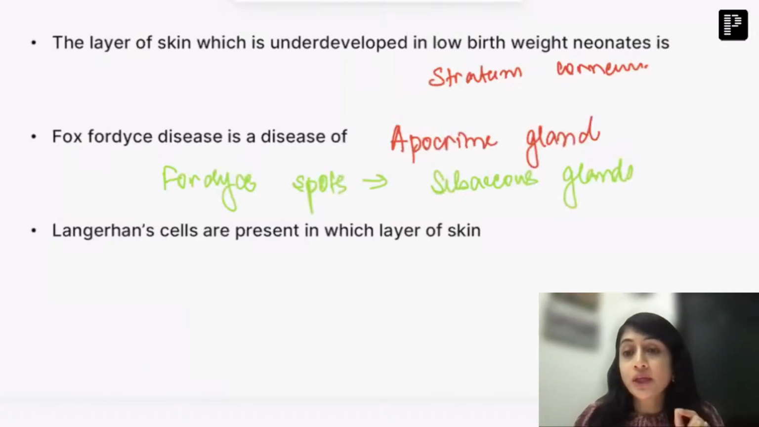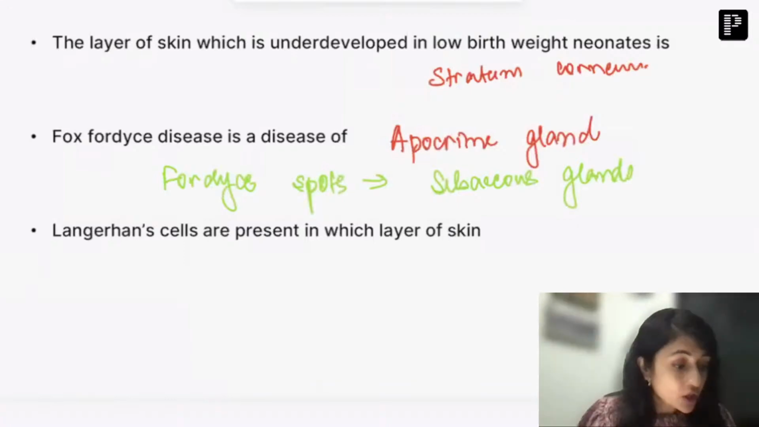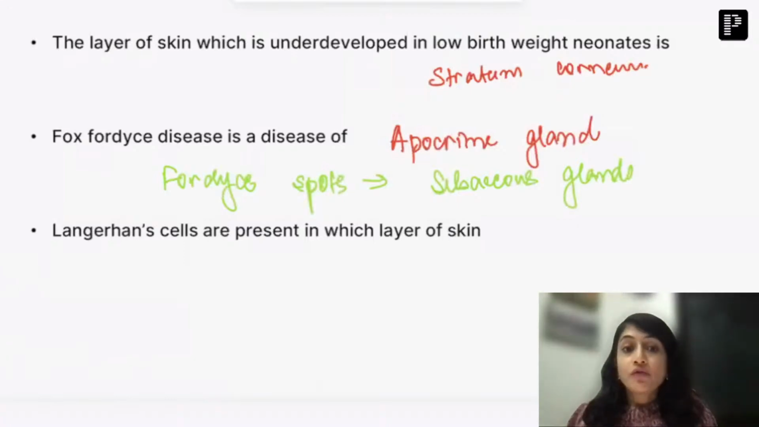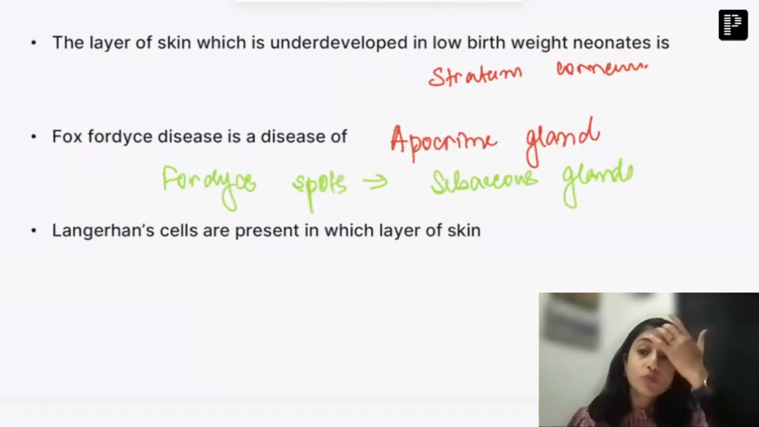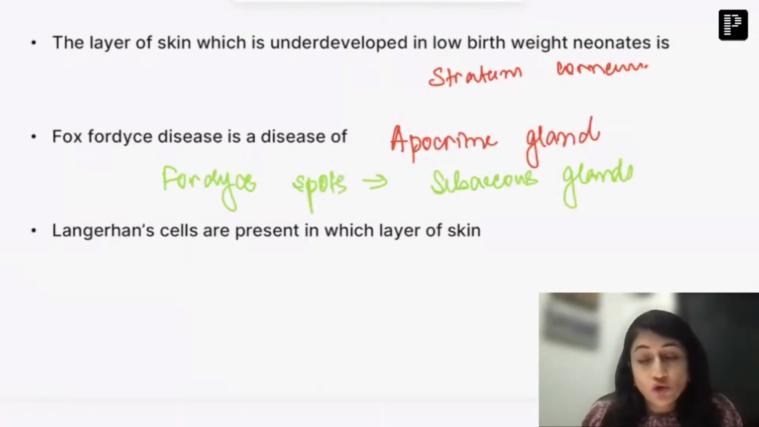Fox-Fordyce disease is something that you see in pubertal females. On their axilla, there are small whitish papules, and that is Fox-Fordyce disease, a disorder of a sweat gland, predominantly the apocrine gland. Clear? So there should be no confusion here. Fox-Fordyce disease, apocrine gland; Fordyce spots, sebaceous gland. Fordyce spots is something that you see here. Fox-Fordyce disease is apocrine gland, seen in pubertal females, present in the axilla as monomorphic papules which are asymptomatic.